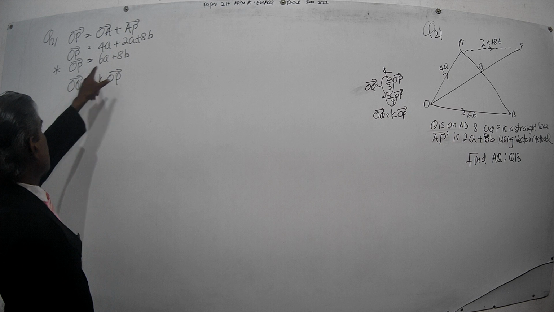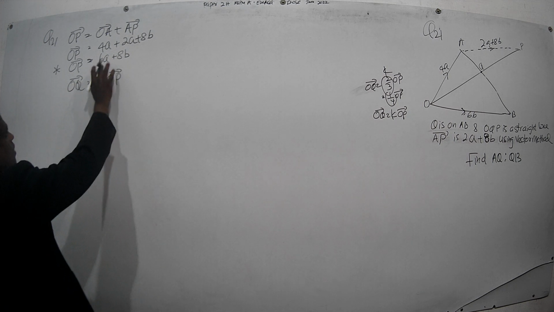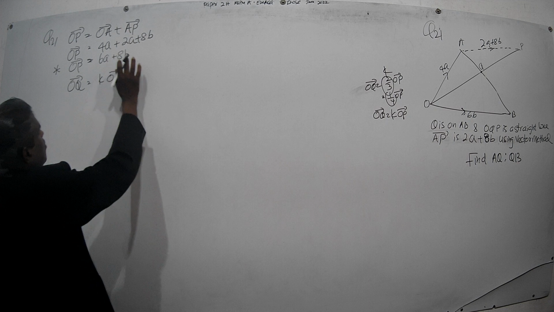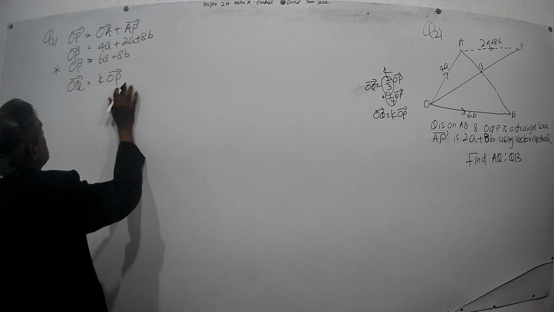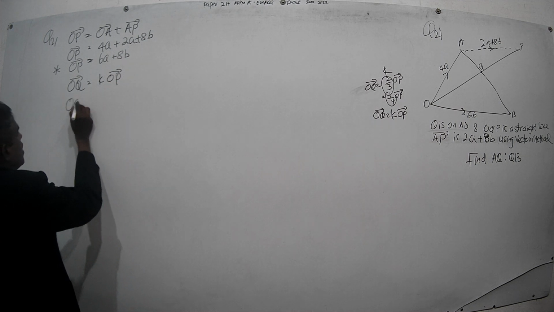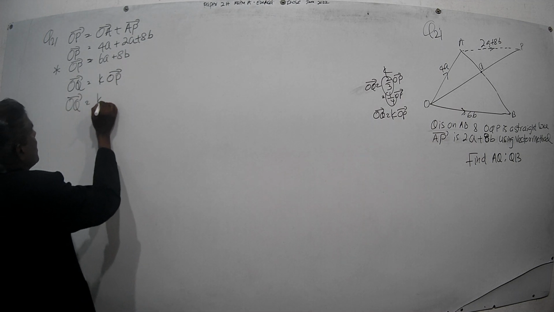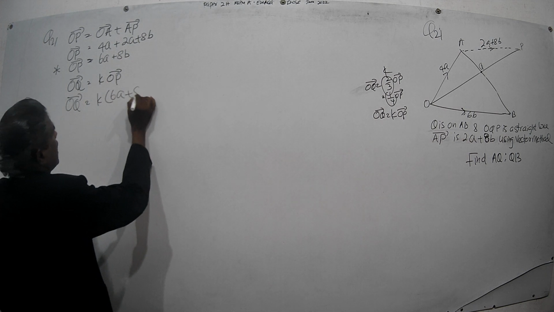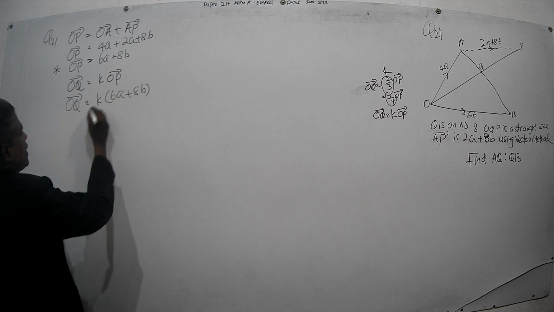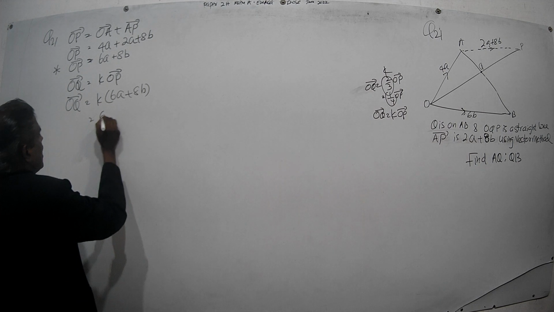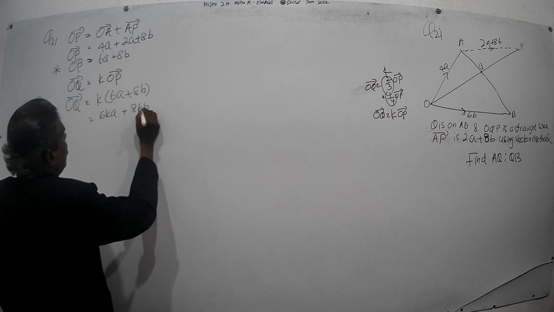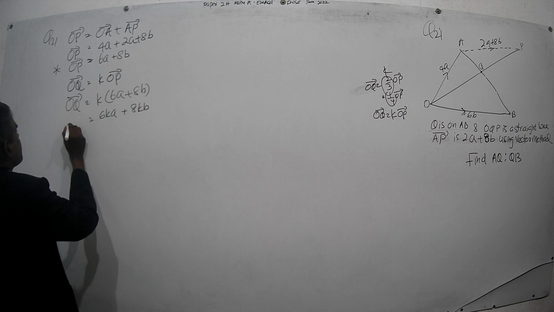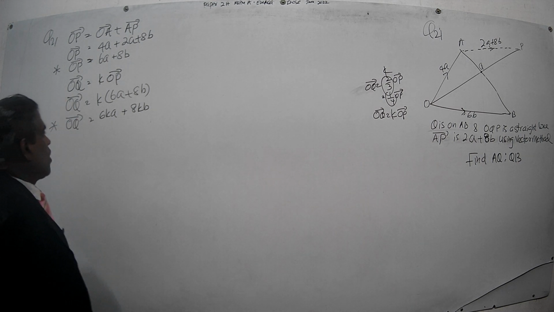Now we have found the vector OP. Vector OP is 6A plus 8B. Then instead of vector OP, this 6A plus 8B can be substituted. Vector OQ equals K times 6A plus 8B. Then you multiply: K times 6A is 6KA, and K times 8B means 8KB. And that is vector OQ. This is an important vector, in terms of K.